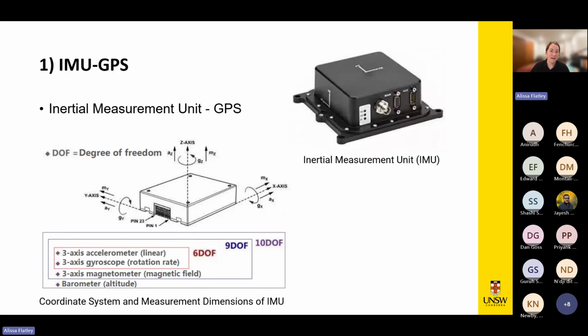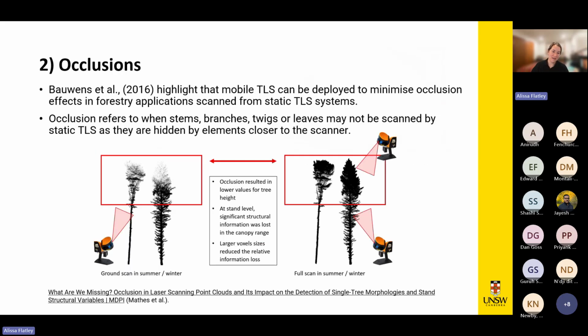The second terminology I want to introduce you to is this terminology called occlusions. So an occlusion refers to when, in this particular example for forestry, where you have stems, branches, twigs, or leaves that may not be scanned by static TLS as they're hidden by elements closer to the scanner. So occlusion is a significant challenge, particularly for the study of vegetation, that can lead to data gaps or incomplete representation of forest structures.